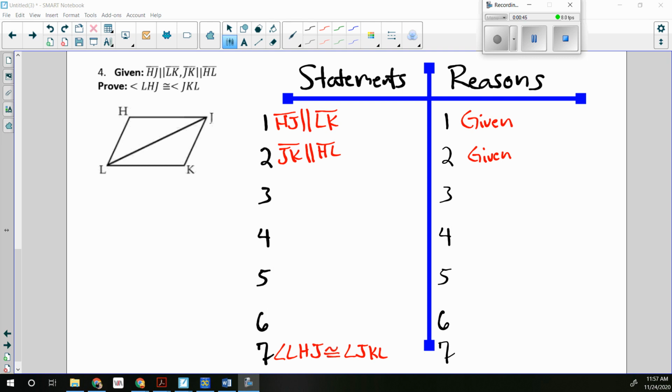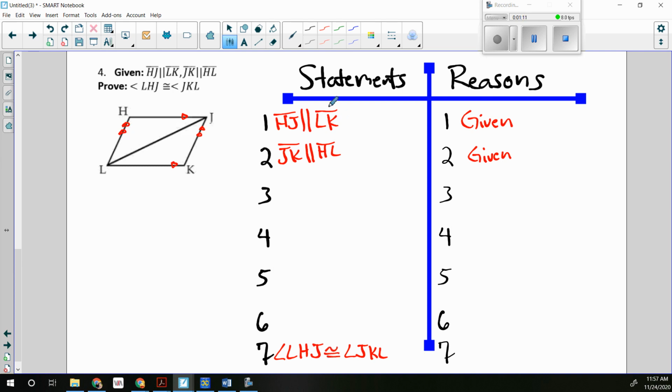All right, the first one, HJ is parallel to LK. HJ is the top one. We're going to say it is parallel using my little arrows to LK, as well as the second statement, JK is parallel to HL. All right, so JK is parallel to HL. I'm going to put 2 arrows on this one. Okay, so what does that do for us? Let's start with the first one.